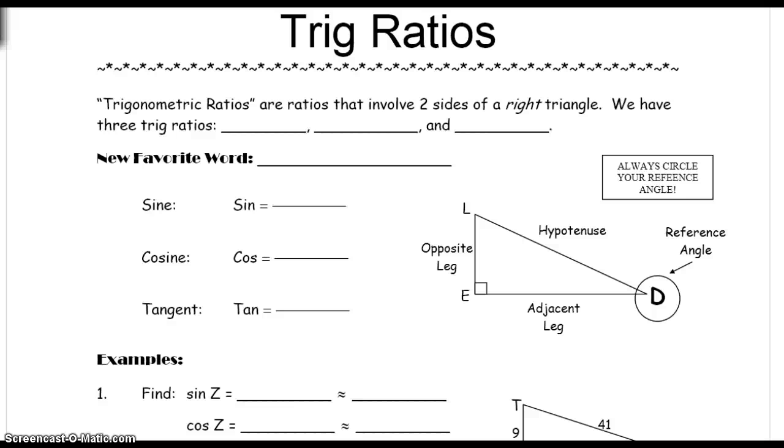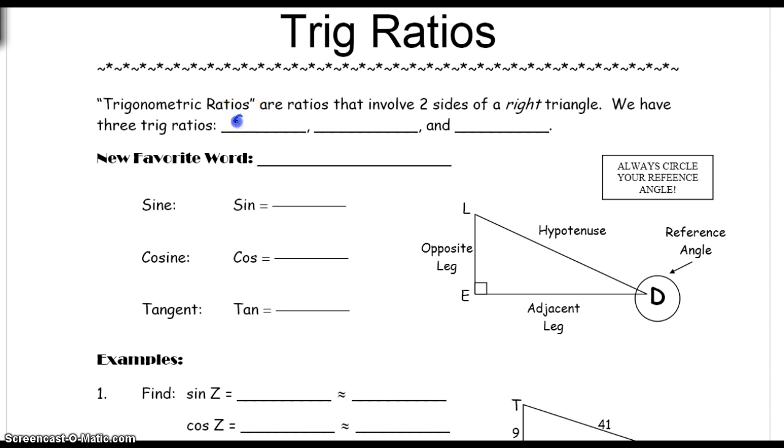Okay, today we're going to talk about trig ratios. It's going to be the beginning of this, so we got to start with the basics. Trigonometric ratios are ratios that involve two sides of a right triangle. We won't be able to use the Pythagorean theorem all the time because sometimes they're only going to give us one side or maybe one angle. So we have to use trig ratios to solve for the rest of it.